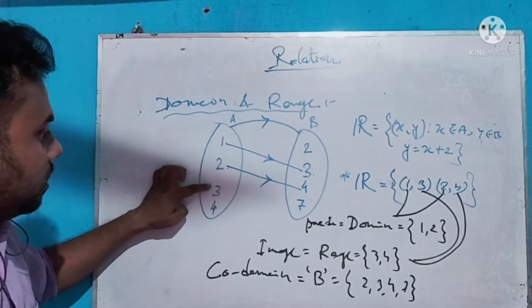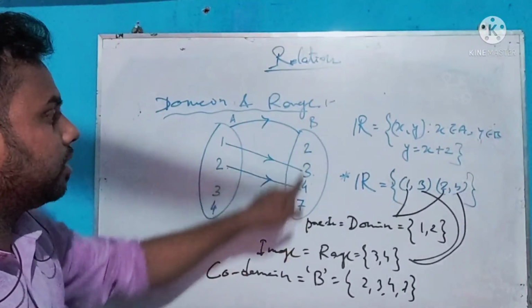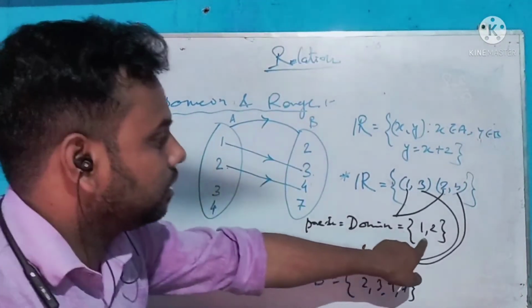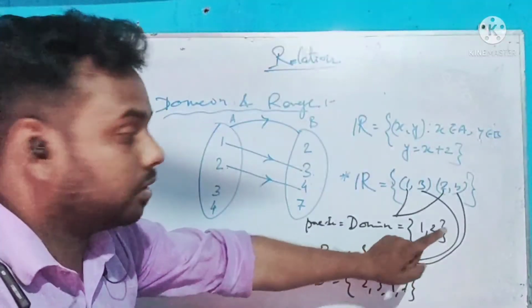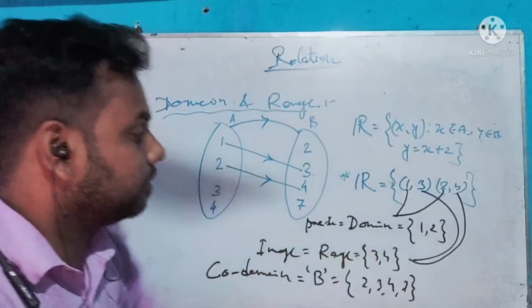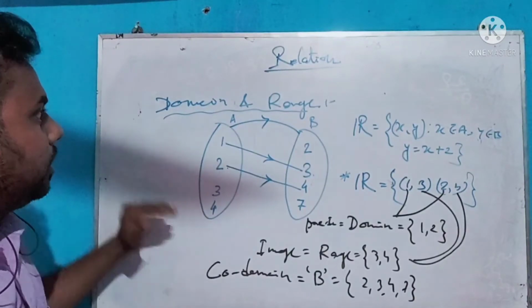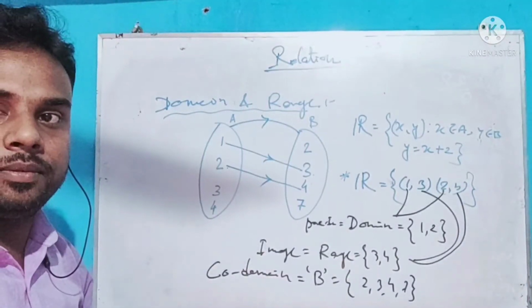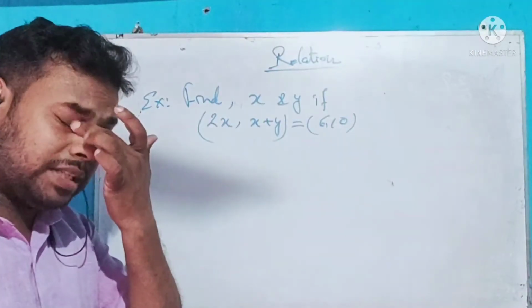See, there are two elements, 3 and 4, not related to any element of B. So these two are not in the codomain. Sorry, these two are not in the domain set. Okay, so domain and range are clear. Now let us solve some examples.